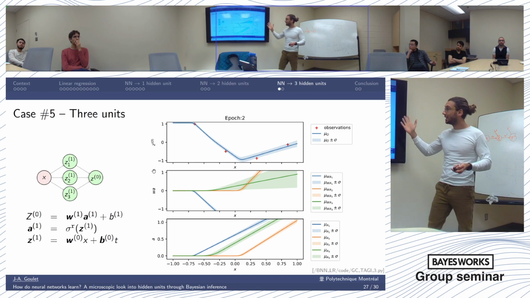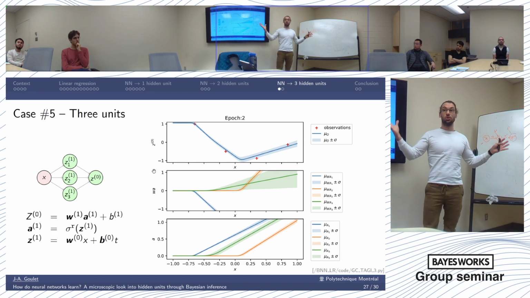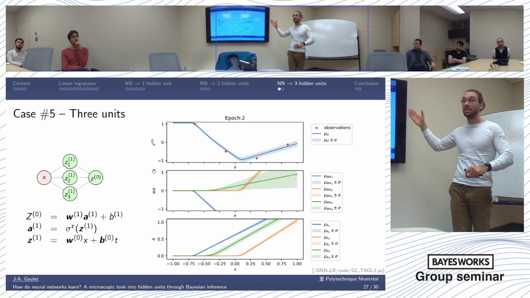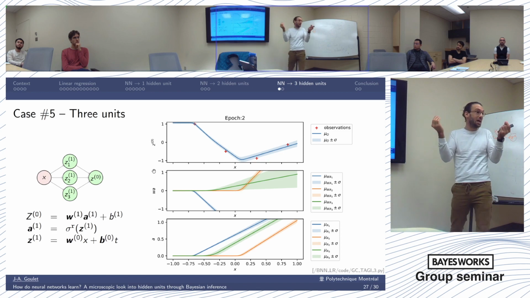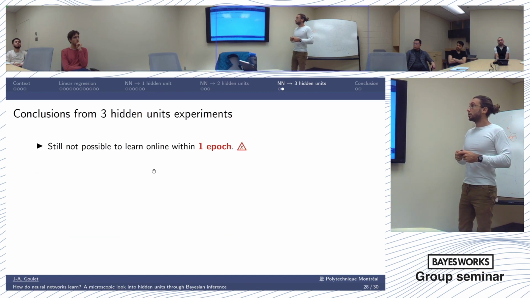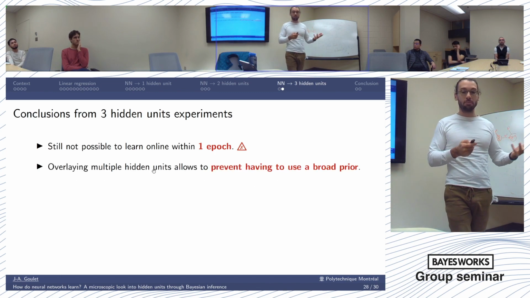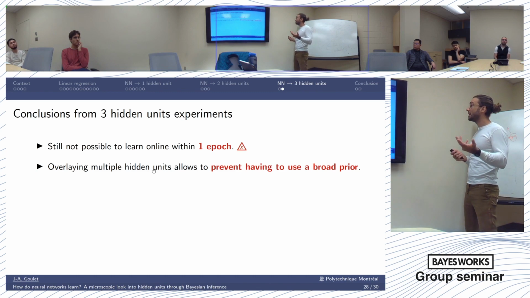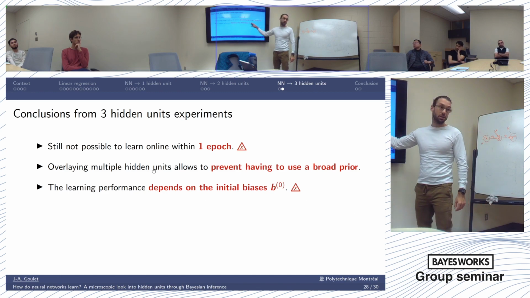And in practice, this is what we have on a much larger scale in a neural net. This is an example in 1D, but the same thing happens in a million dimensions, only instead of a line, there are planes and hyperplanes. So the conclusion from this: still not possible to learn from one epoch. Same thing, overlaying multiple hidden units prevents the use of a broad prior, and the learning performance will depend on the initial biases.